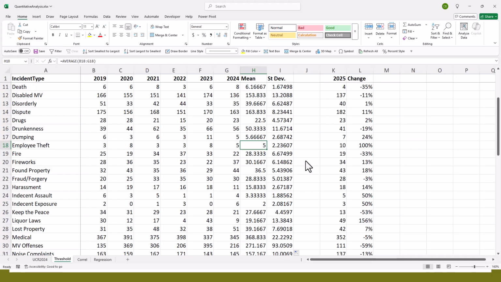Employee theft. The mean is exactly 5. And in one previous year, there was exactly 5 employee thefts. But every other year deviated from that mean by some amount. So the year that there were 3 employee thefts, that deviated from the mean by 2. And the year that there were 8 employee thefts, that deviated from the mean by 3. The year that there were exactly 5, it deviated from the mean by 0. So what the standard deviation tells you is, in any given year, what's the typical amount of deviation from the mean on either side?